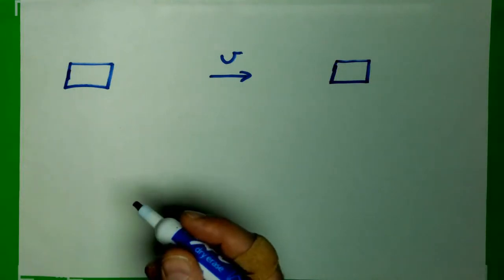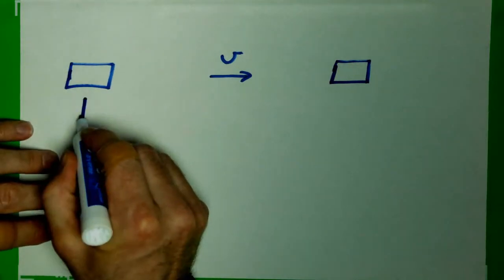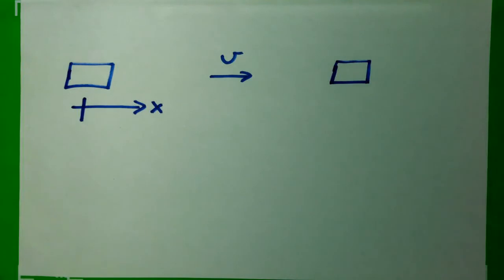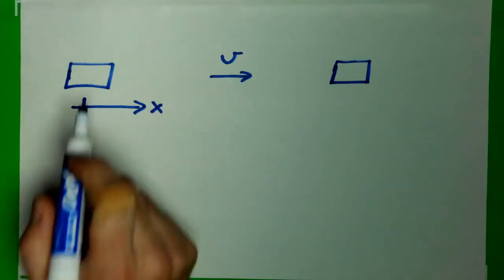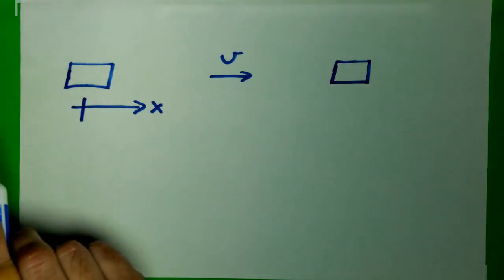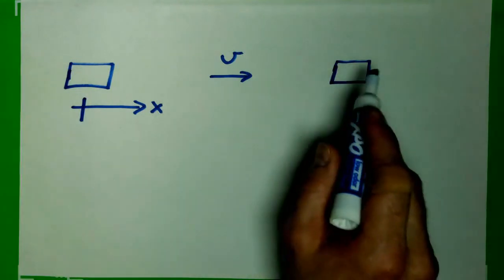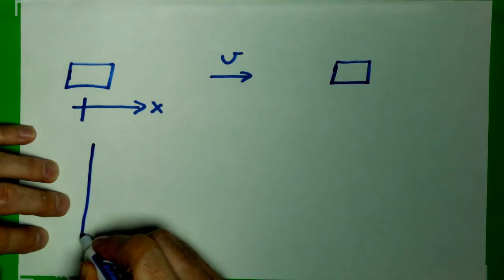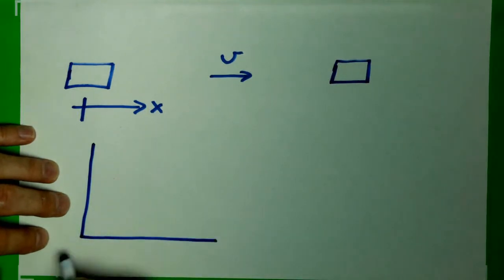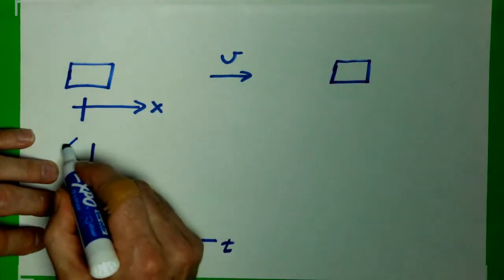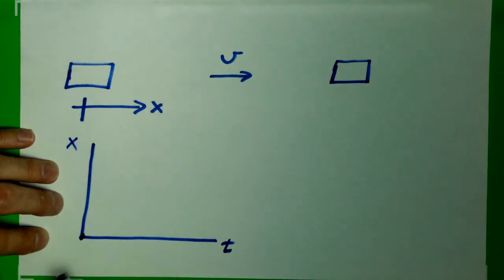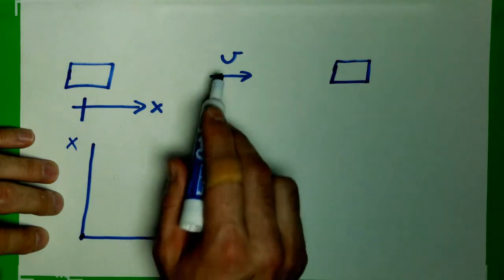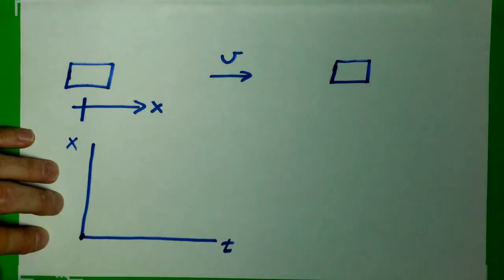For example, if I were to choose a coordinate system here, we'll call that direction x, and we could say, well, at some time, let's say time equals 0, the car is right here, and at some later time it's over here. If I were just to qualitatively plot that, I'm starting my time at 0, at x equals 0, and I'm moving in the positive direction at a constant speed.